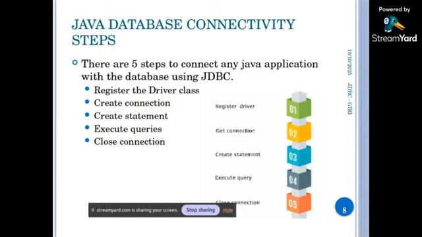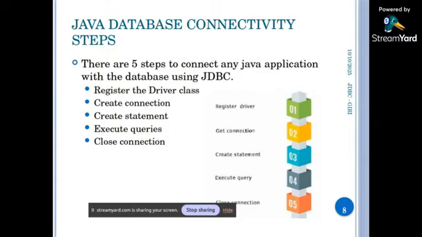First one is registering the class. Right now we have downloaded that MySQL JDBC connector and added it to my library. Now we have to register this class to my application so that my application can understand. There is a class called JDBC connector, which is used to connect a database with my application. That is the first step, registering the driver class. Second step is creating a connection.